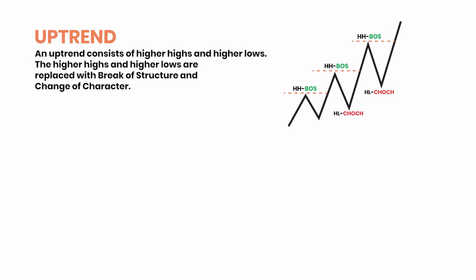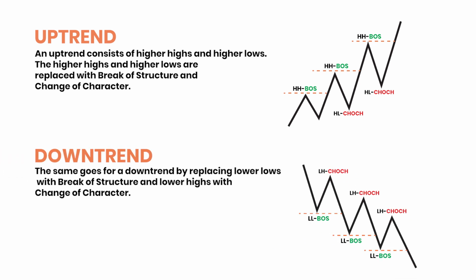An uptrend consists of higher highs and higher lows. The higher highs and higher lows are replaced with break of structure and change of character for clearer analyses. The same goes for a downtrend by replacing lower lows with break of structure and lower highs with change of character.